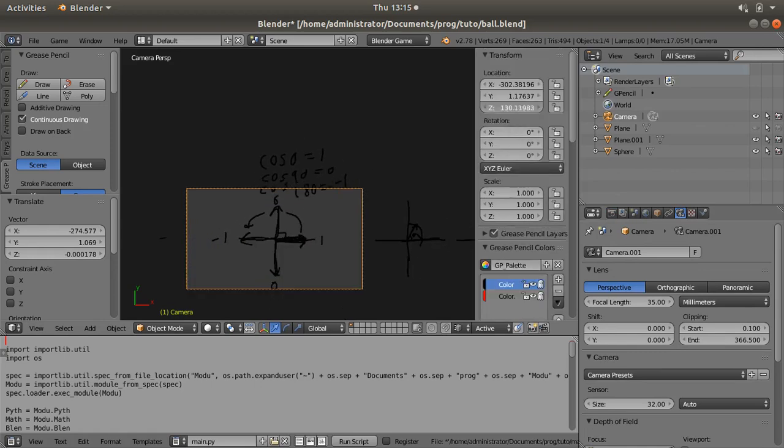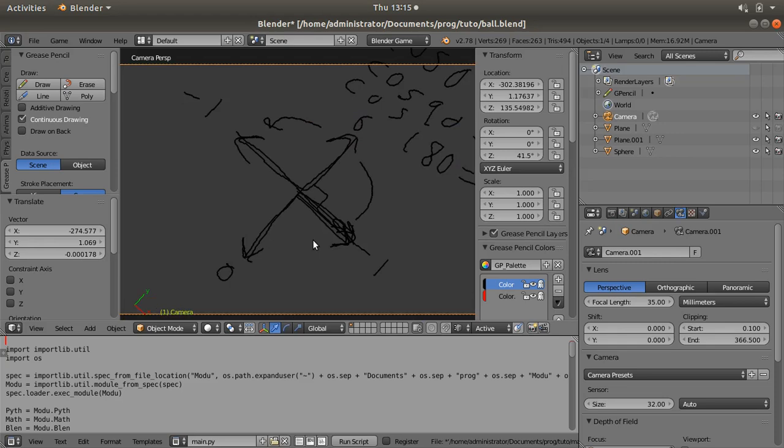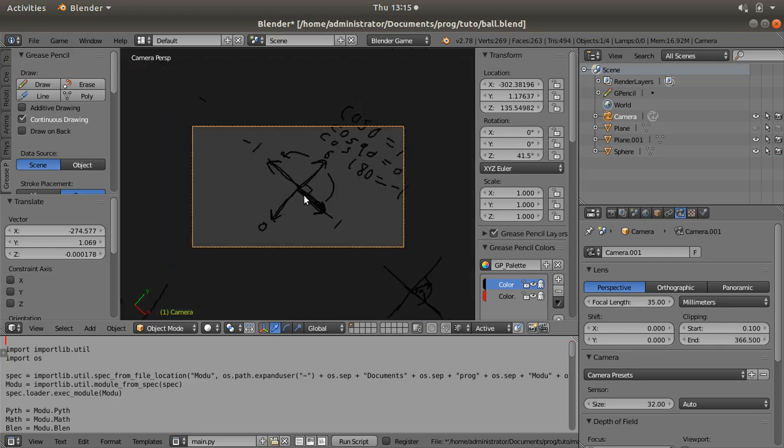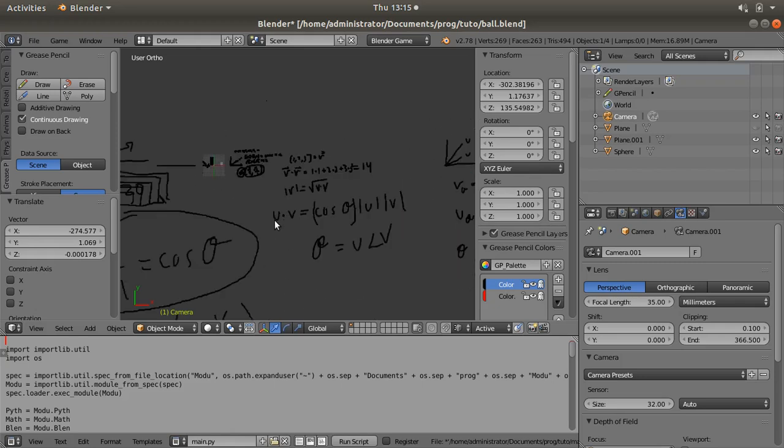So if I rotate this, then it's the relative change that's important. It's the angle between the vectors. So vectors like this, they're still perpendicular, so their cosine of theta will still be 0, and therefore the entire dot product will also be 0.